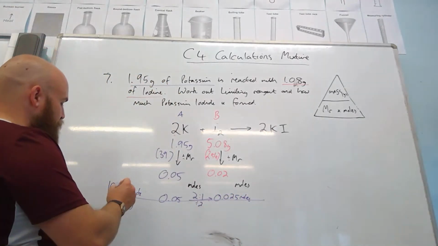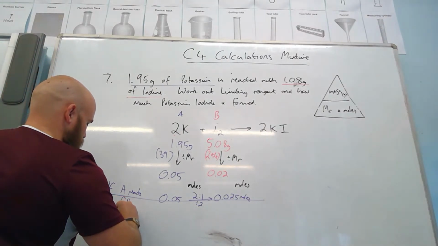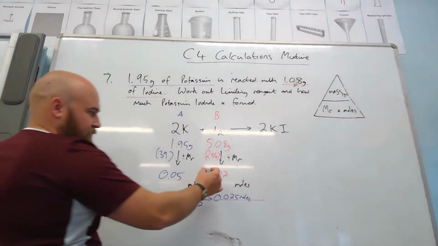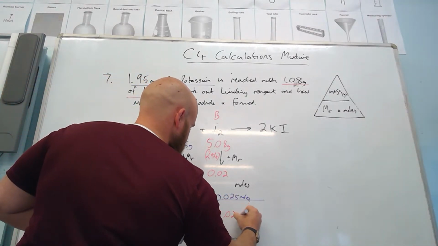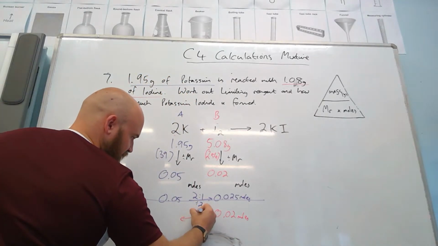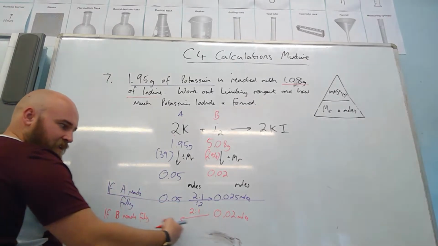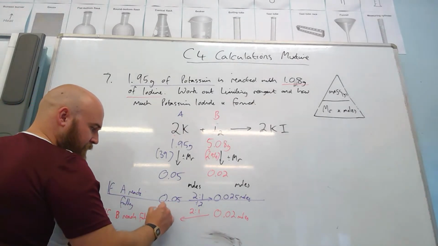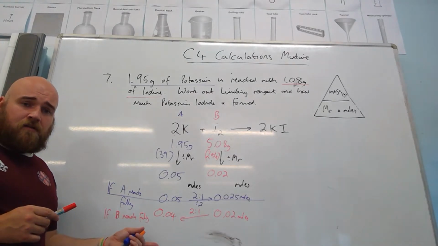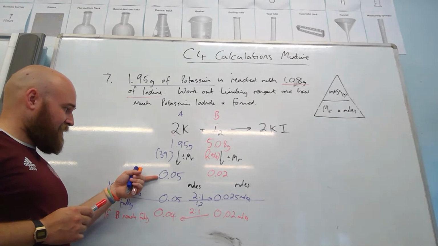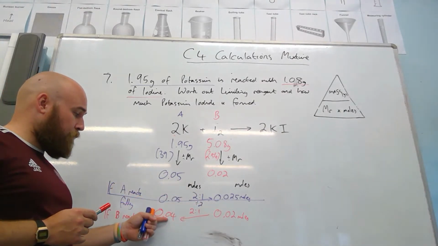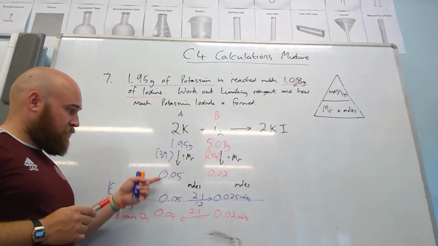So let's try the other one. What if B reacts fully? If all of B, which is 0.02, reacts, it's still a 2 to 1 ratio, but because we're going this way, the number on this side would be twice as big, so that'd be 0.04. Can that happen? Do I have enough of this to be able to react with 0.02 moles of that? So I need 0.04 moles.